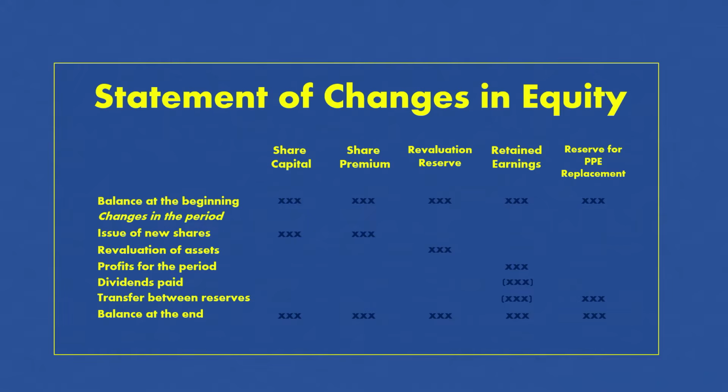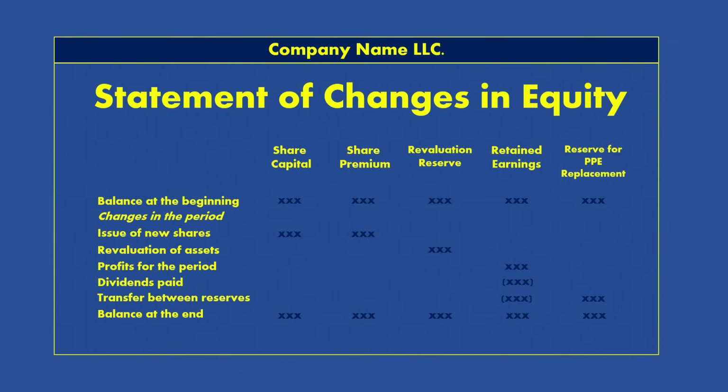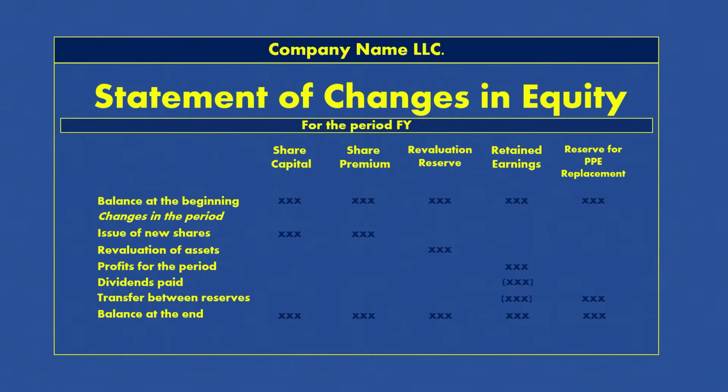And of course, we should have the report title here, which is the company name, and then we should also have the period. We should also mention the period for which this report is going to be prepared. So this is a statement of changes in equity, and I hope that you have found that pretty straightforward.